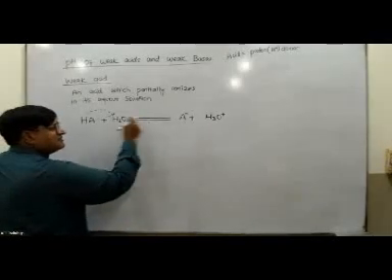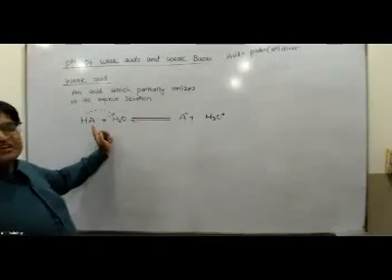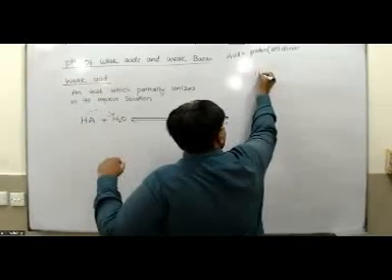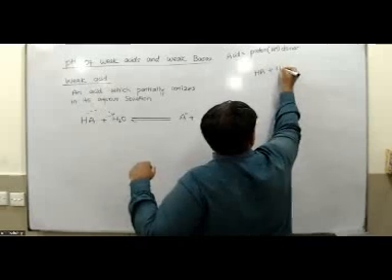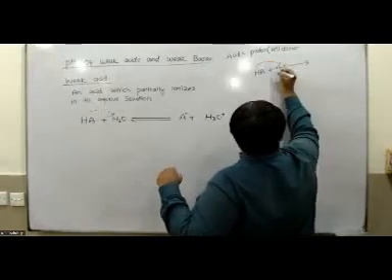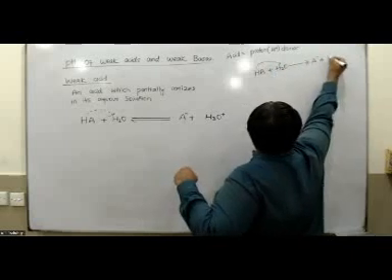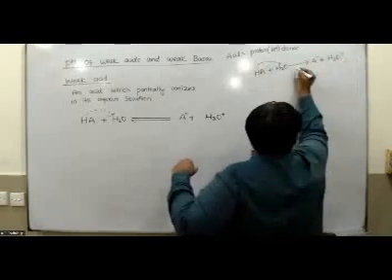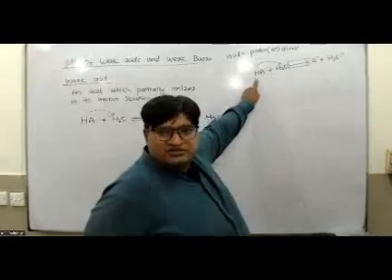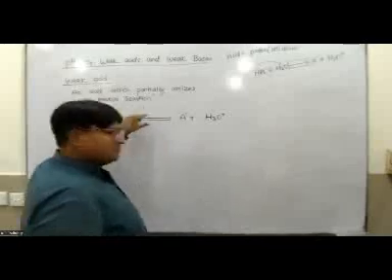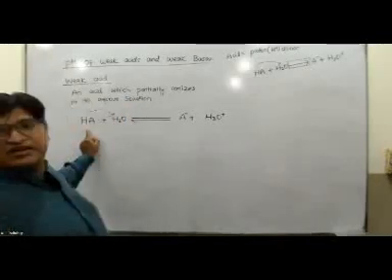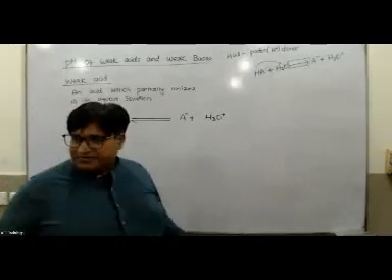And this reversible sign shows that it's a weak acid. If you have a strong acid, let's suppose HA, we write it like this: it gives H positive, becoming A negative and H3O positive. This irreversible sign shows that this one is a strong acid. If you have the reversible sign, it is automatically understood that this is a weak acid. Is it clear? Yes, sir.